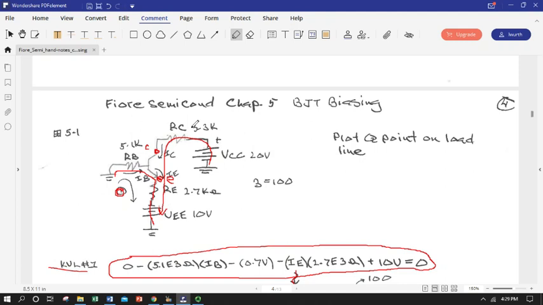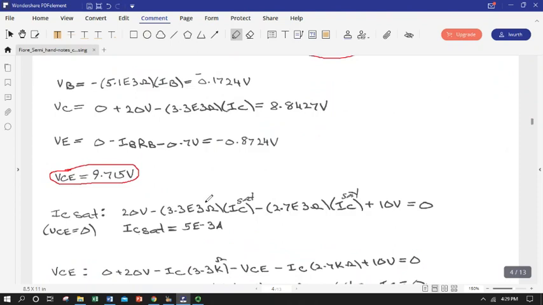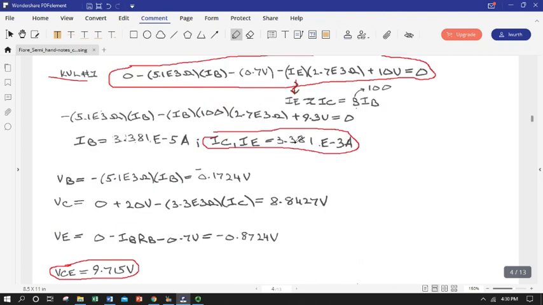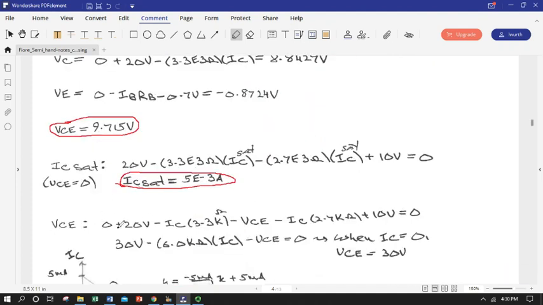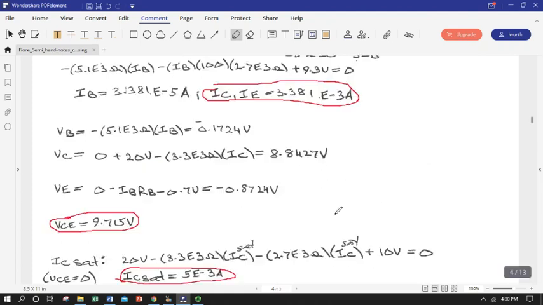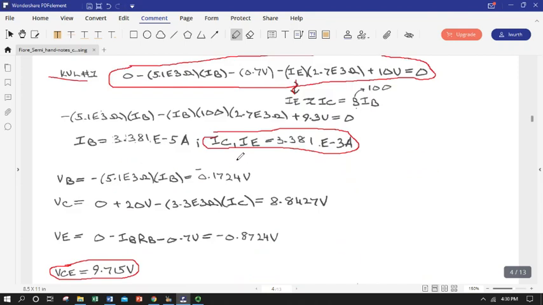So 20 volts minus saturation current times 3.3K minus saturation current times 2.7K plus 10 volts equals 0, which is what we did here, and solve for IC sat, and so we get about 5 milliamps, and our Q point was operating at about 3.3 milliamps, so not that different. And then we can get a VCE cutoff. In this case, it's equal to the combo of the two supply voltages, so that's 10 and 20, that's 30.